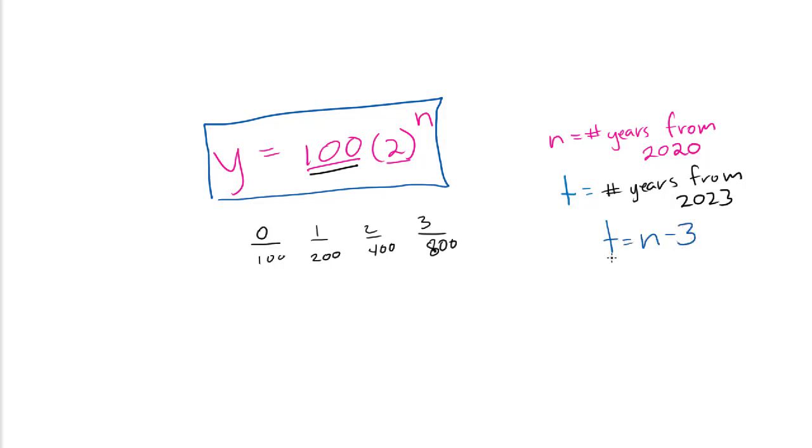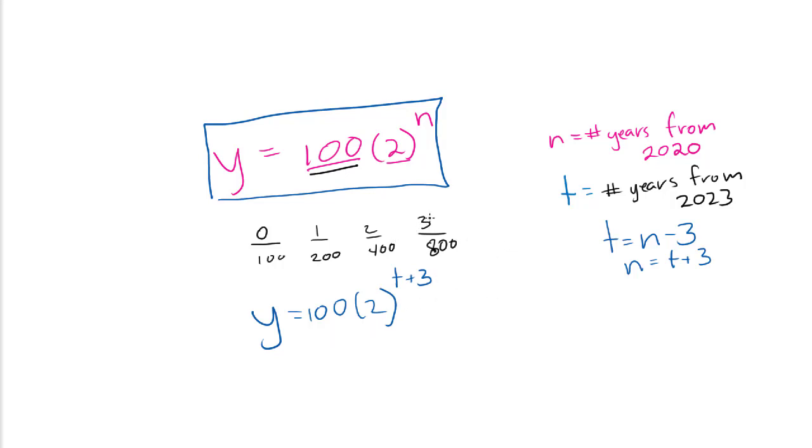And I can use this and my exponent laws to figure out my new function in terms of t. So rearranging, I know n equals t plus 3, and I can plug that into my original function to get my function in terms of t. y equals 100 times 2 to the t plus 3 power. That would be the equivalent function. And let's just check that to be sure.